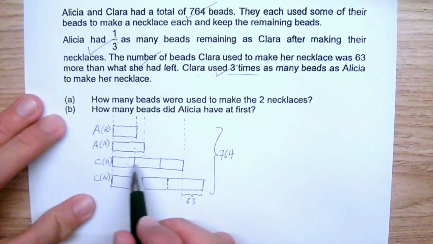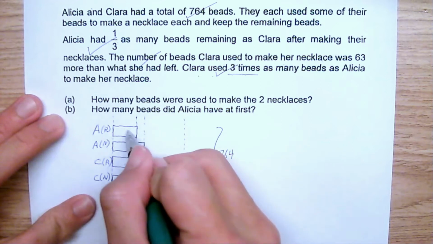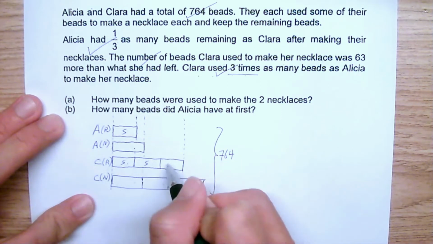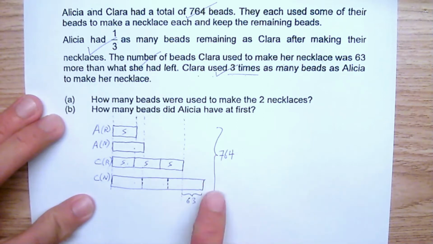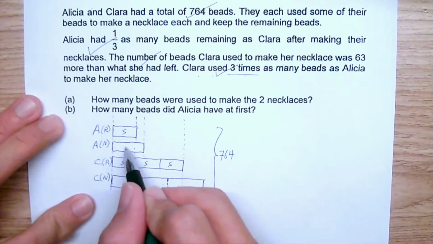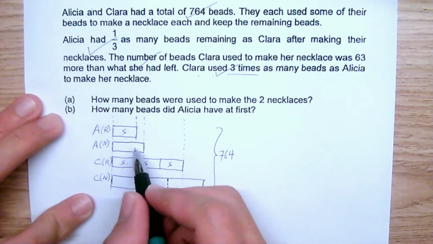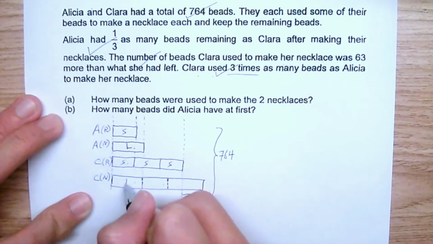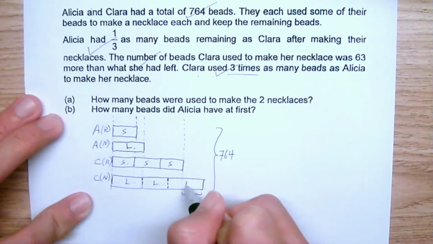So these are the small ones, right? Okay, so you realize I'm going to put S for small. These are the small bars, and they are the same. All the Ss, they're all the same. Then the remaining ones, right? Sorry, the ones that they used to make a necklace, I'm going to call them the long bars. So L, L, L, L, L.